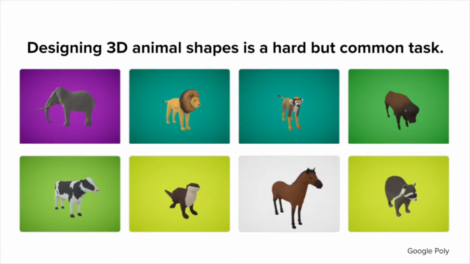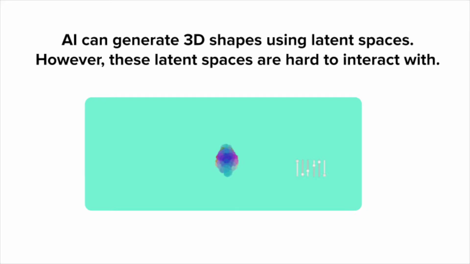So our research problem focuses on animal shapes. Designing 3D animal shapes is a hard but very common task. We come across animal shapes very often, whether it's through animated movies, games, AR content, educational content, stuffed animals, or the like. They are one of the most common classes of 3D assets created. However, they are hard to create because they require significant 3D modeling expertise, as well as a non-trivial amount of geometric intuition.